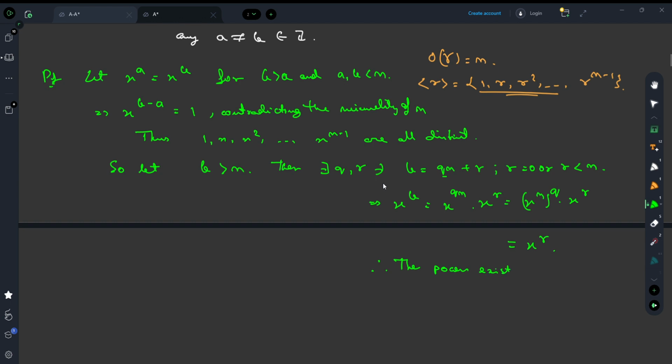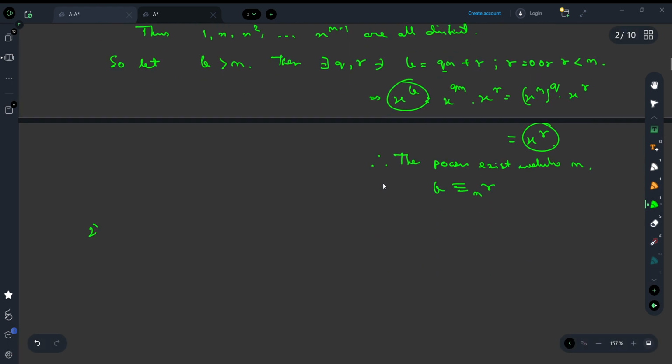Thus observe, therefore the powers exist modulo n, because b is congruent to r modulo n, and we get that x to the power b is nothing but x to the power r. So all the elements modulo n are the only possible powers. If you choose any power above n, we divide that power by n and consider the remainder. The remainder must be one of the elements from 0 to n minus 1. So this is the proof of the first statement.